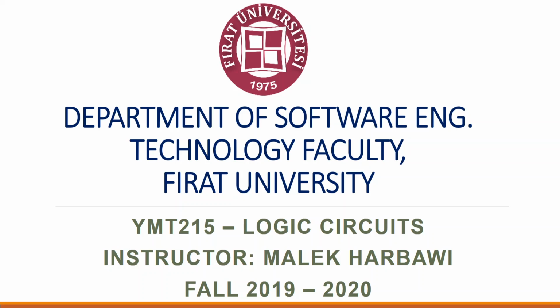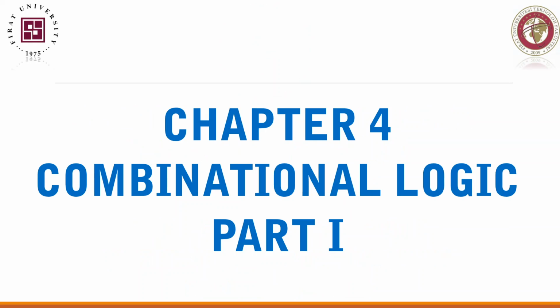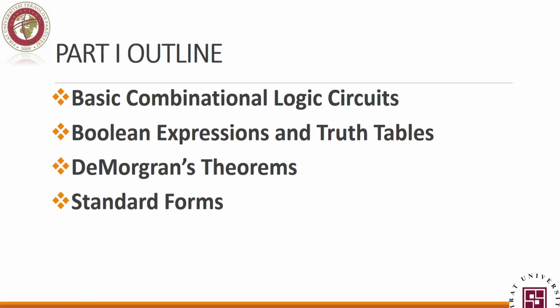Today we are discussing a new chapter, Combinational Logic, where we discuss only the first part of it. The chapter is lengthy as usual. And today we will be discussing how to compose logic circuits from truth tables or expressions and how to get expressions from truth tables or circuits. So this is the idea in basic sense.